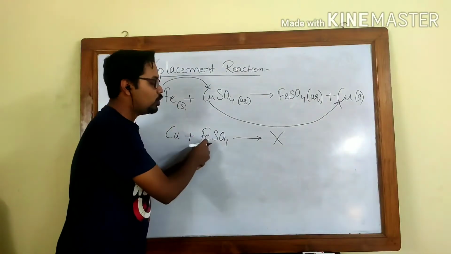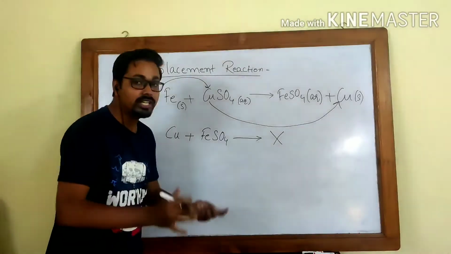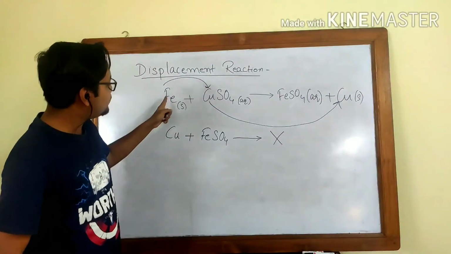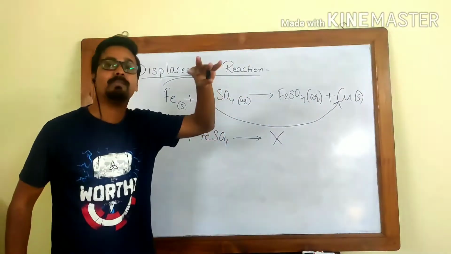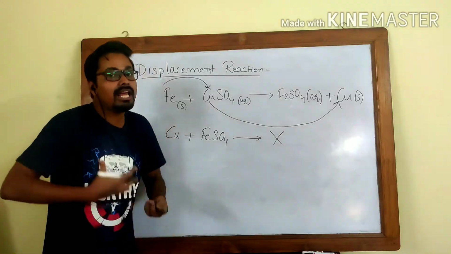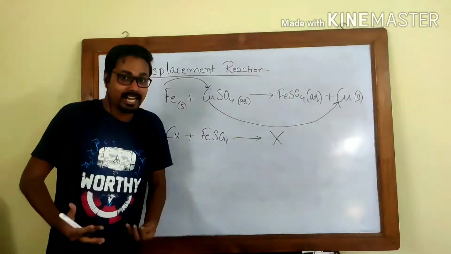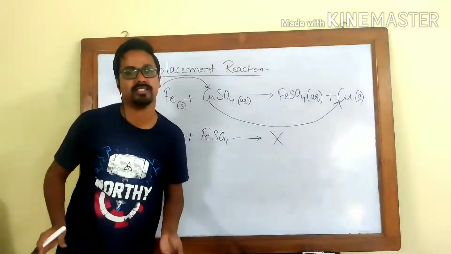Why? Because copper is not more reactive than ferrous. Ferrous is already more reactive than copper. So ferrous has displaced copper because ferrous had higher power. But here, copper does not have that higher power. Ferrous already has that higher power. So copper cannot displace ferrous.